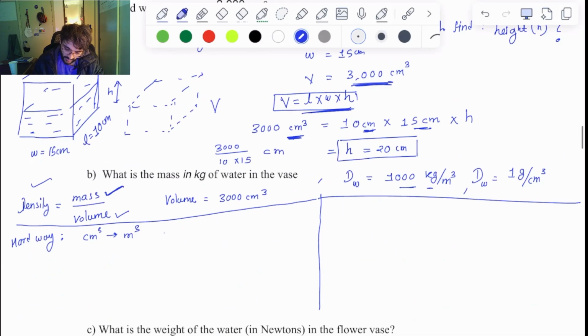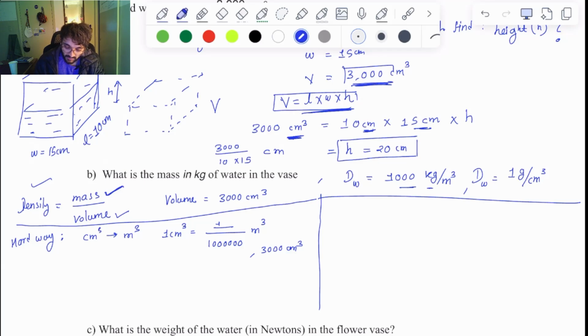All right, so 1 centimeter cube is equal to 1 over 1,000,000, that is 0.000001 meter cube. Okay, so that is 1 centimeter cube. And the volume we have that we want to convert to meter cube is 3000. That's the volume we have, right? That we need to convert to meter cube.